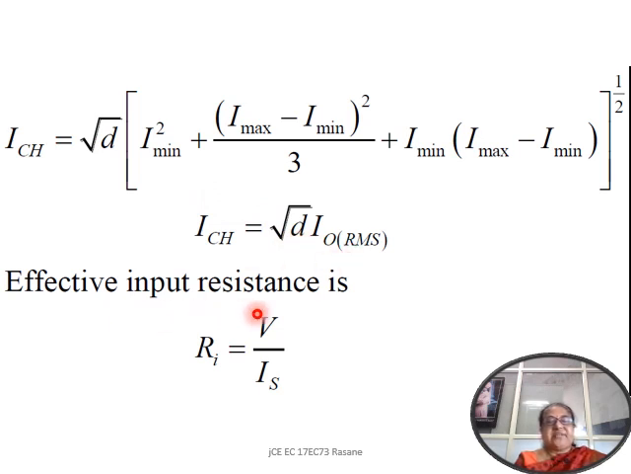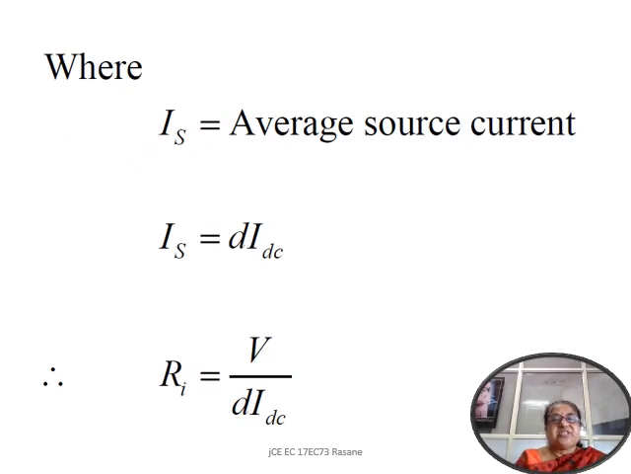The effective input resistance Ri is equal to Vs by Is. Hence the average source current, we call it Is, where Is is equal to duty cycle into IDC, because source current is the same as the load current. When I am taking Is, which is the average source current, it will be K times, or the duty cycle times, the IDC. And the source resistance Ri is equal to Vs by Is, so it will be Vs divided by d into IDC.